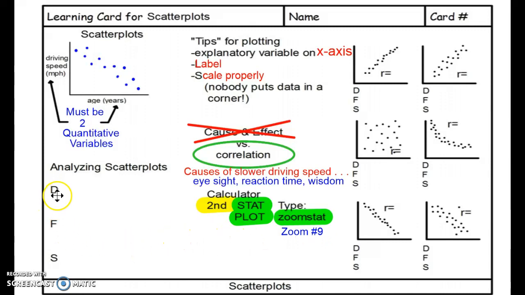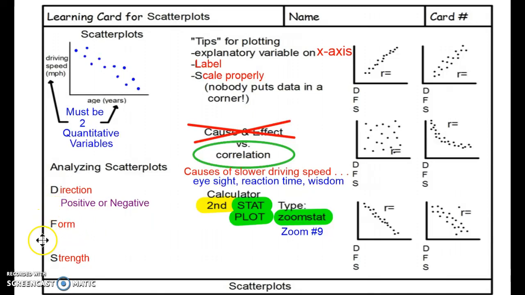Now over here on the left, we've got D, F, and S. When we are analyzing a scatter plot, there are three things that we should talk about, and those are direction, form, and strength. When we talk about the direction of a scatter plot, we really only need to say two things, positive or negative. So in this scatter plot up here, it's going to be negative because it has a negative slope to it. So positive or negative. Then we get to form. And when we talk about form, there are two types of form.